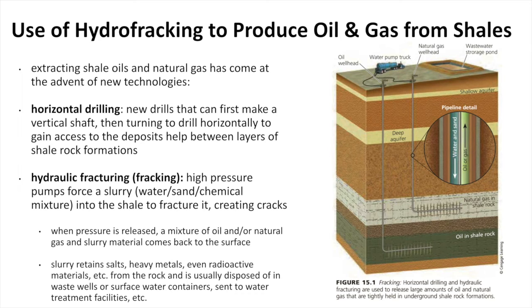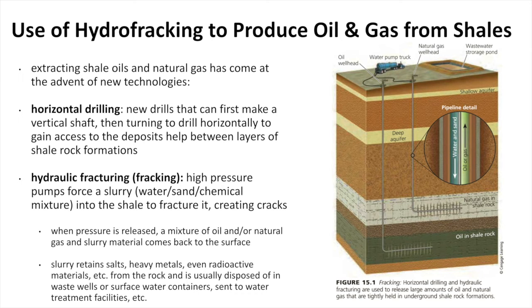Slurry can bring back with it these salts, these heavy metals, these even radioactive materials from the rock. And once you bring that slurry back up and pull the oil and gas that you want out of it, what do you do with that water? In some cases, you can reuse it. In some cases, it gets stored in wastewater storage ponds at the surface. In some cases, it gets pumped back down and stored in underground wells. Or in some cases, it actually is transported to the nearby wastewater treatment plant. Although those plants typically can't deal with the amount of contaminants that are in it.